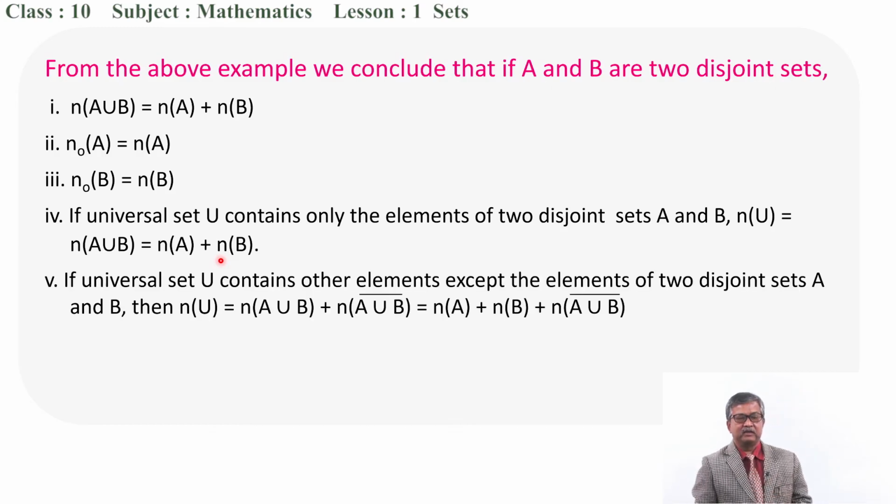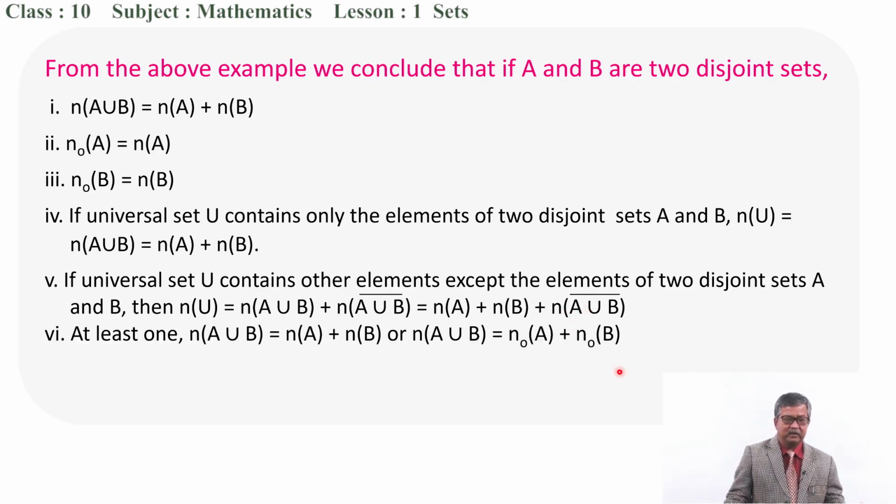But if universal set U contains other elements also, except the elements of the two disjoint sets A and B, in that case the cardinality of U is equal to the cardinality of A union B plus the cardinality of (A union B) complement. Do you know what this is? Yes, this is the complement. So it is the cardinality of A plus the cardinality of B plus the cardinality of (A union B) complement.